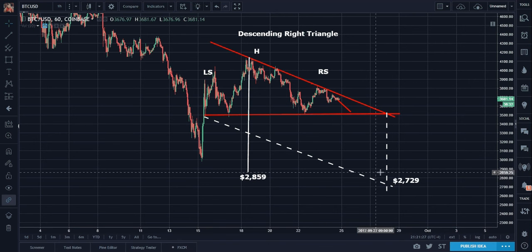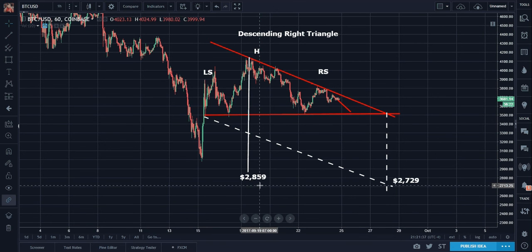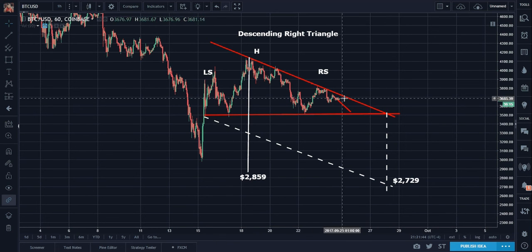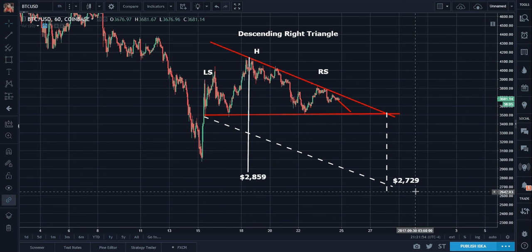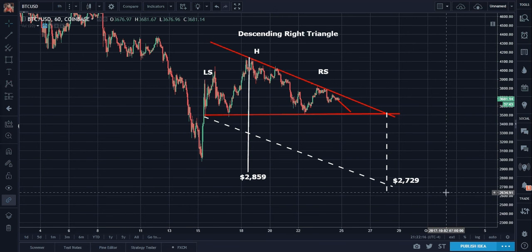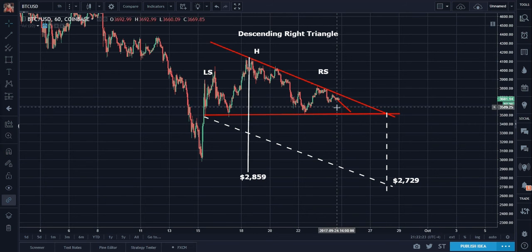I think this is pretty telling. You have Head and Shoulders giving a minimum price target of $28.59 decline. This horizontal and this declining line gives a descending right triangle. Minimum here gives you 27.29. Pretty close. So I hope you're following me up to this point. It's a little bit messy, but not too bad. A combination of two patterns could be at work here.